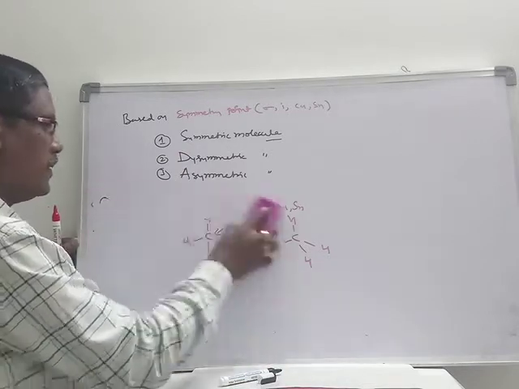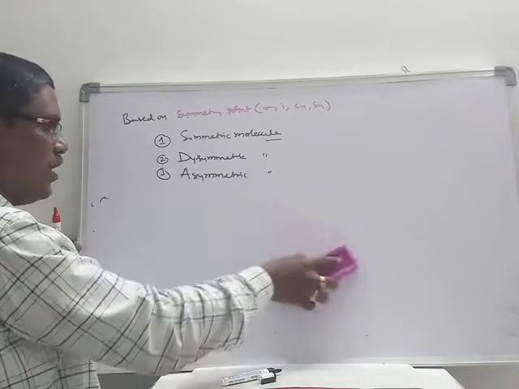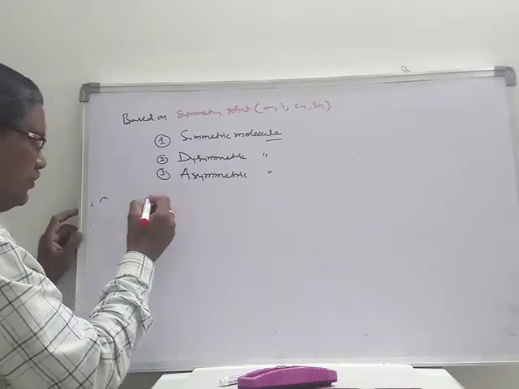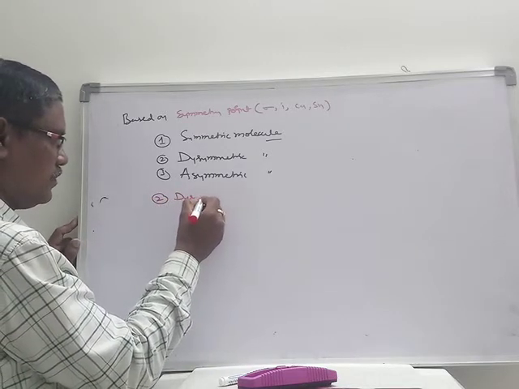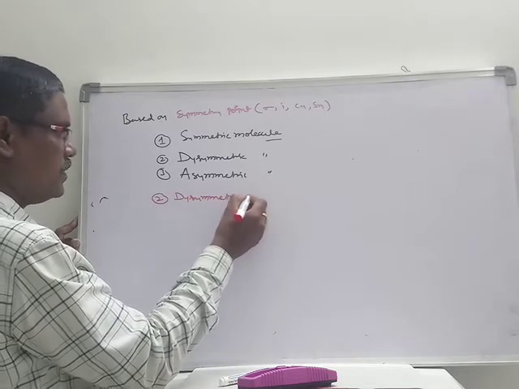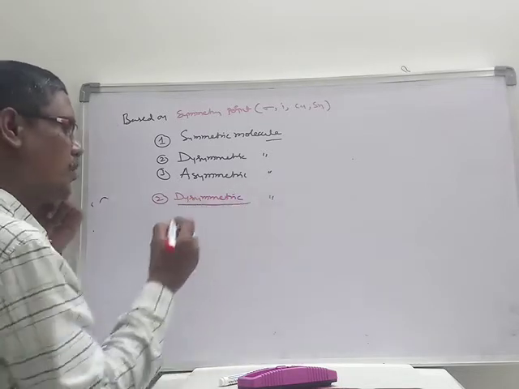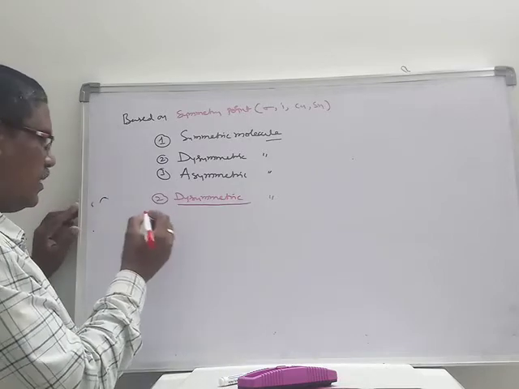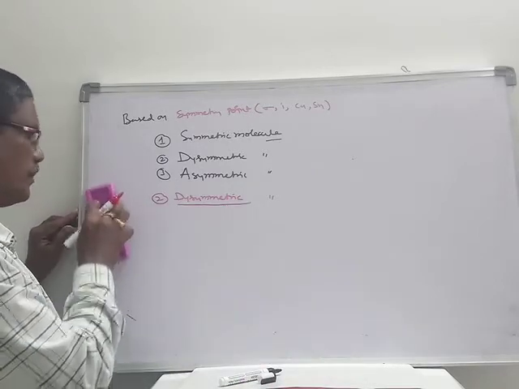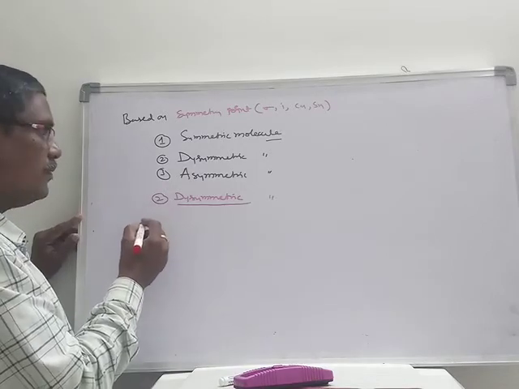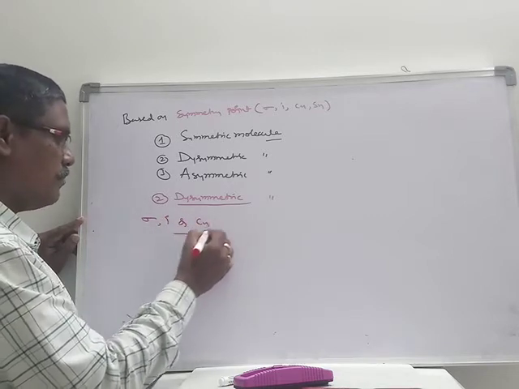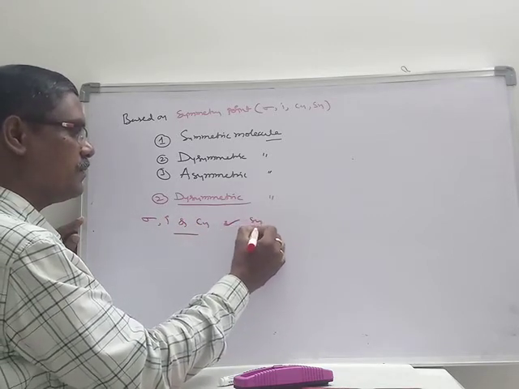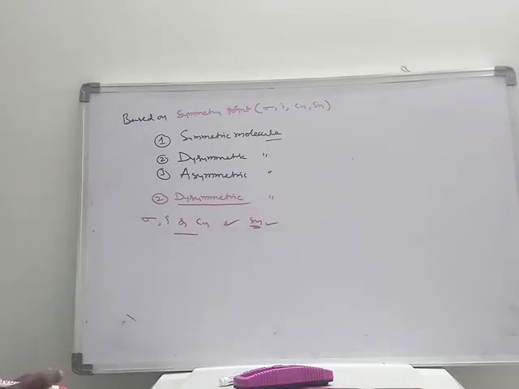After this one, the second one is the disymmetric molecule. Disymmetric molecule means the molecule which is absent of sigma, I and Cn but has Sn present. That is called a disymmetric molecule.